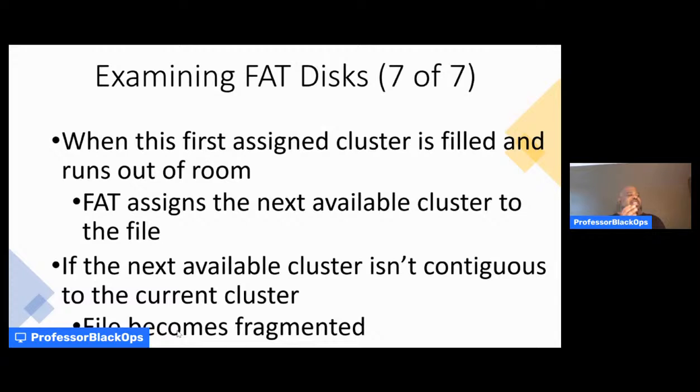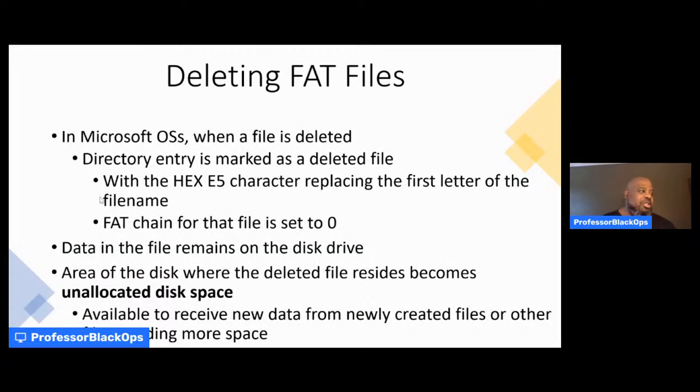When the first assigned cluster is filled and runs out of room, FAT assigns the next available cluster to the file. If the next available cluster isn't continuous, the current cluster becomes fragmented. So fragmented means there are files written all around the disk. As it reads, it's got to jump all around the disk. That's going to slow it down, right? So when you defragment it, it tries to make it one smooth sector so you won't have to jump around, right? Once again, fragmentation is probably an old thing, like I said, something from when I was younger.